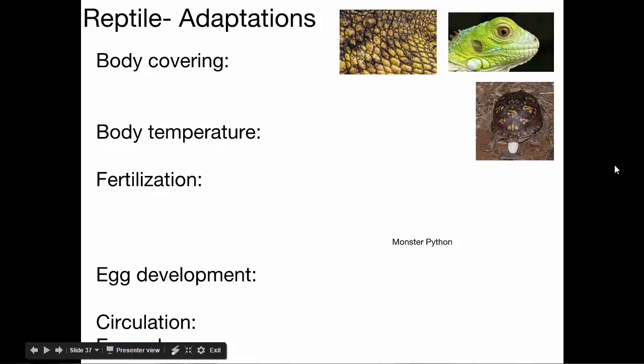So we've talked about two of the classes of vertebrates so far. Over the past few days, we talked about fish and their adaptations. We talked about amphibians and their adaptations. Today we're going to move on and talk about reptiles.